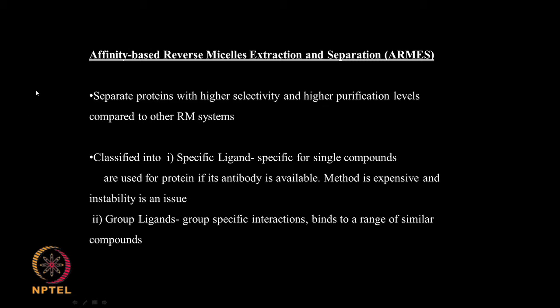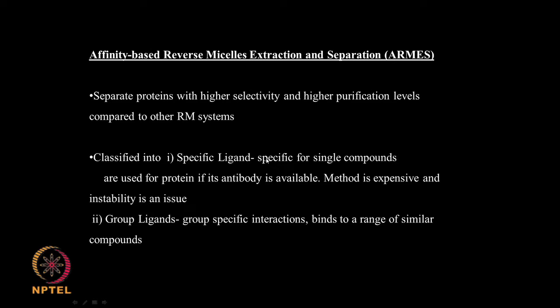Then there is something called affinity based reverse micelle. What we do is add an affinity ligand so that the selectivity can be enhanced. That means there will be an affinity ligand which will specifically capture only the protein of our interest, ligand protein interaction. So we can separate proteins with higher selectivity and higher purification by adding an affinity ligand during the reverse micelle process. So this is affinity based reverse micelle.